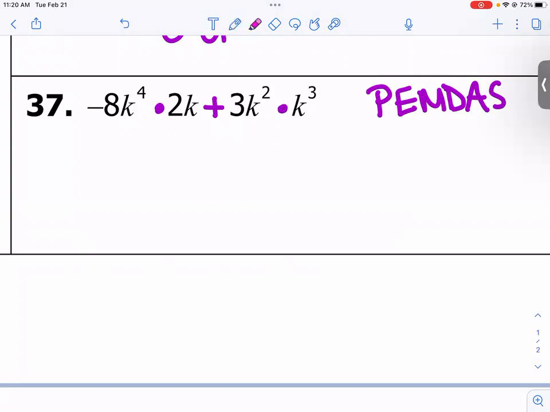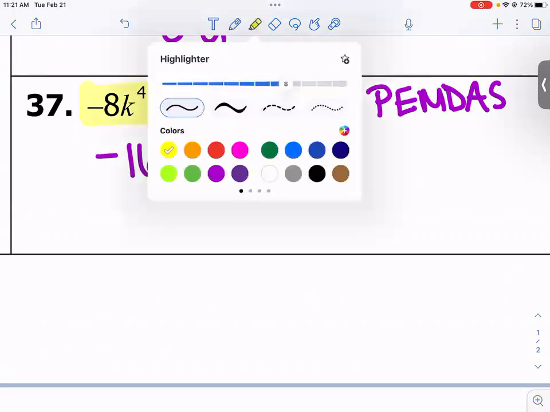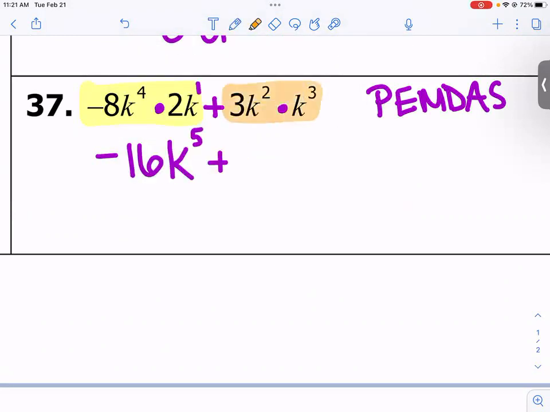So let's take this multiplication right here. We have this multiplication right here, right? Okay, well, -8 times 2 is -16. K to the 4th times k to the 1st is k to the 5th. Okay. Plus, if we take this multiplication right here, we would get 3 times 1 is 3. K squared times k cubed is k to the 5th.